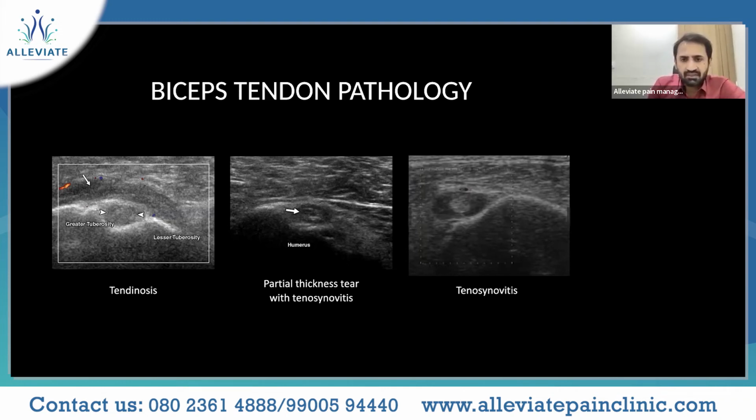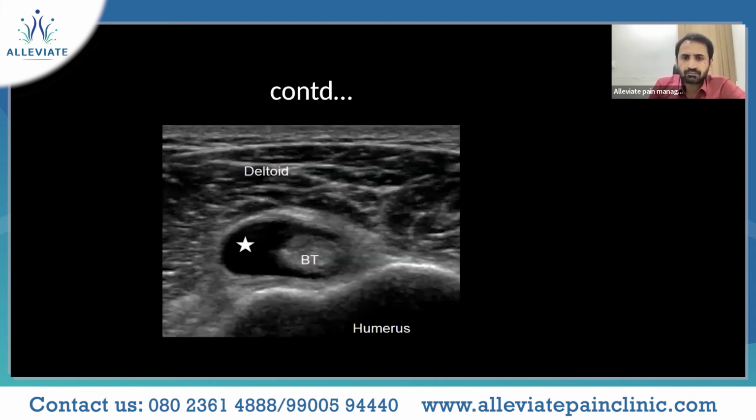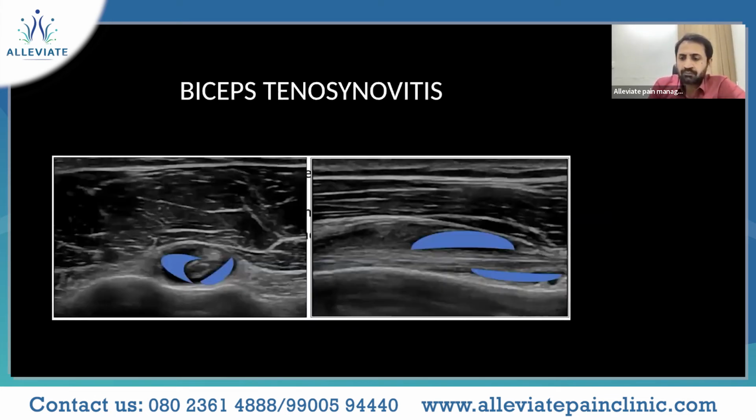And this is a partial thickness tear with tenosynovitis. You can see there is some hypoechoic fluid collected around the area. In this also, you can see the hypoechoic fluid which is collected around, whereas the tendon is healthy. Here, very beautifully, the star points us towards the tenosynovitis, which is collected around the biceps tendon. Probably this is not at the bicipital groove. This could be a little below.